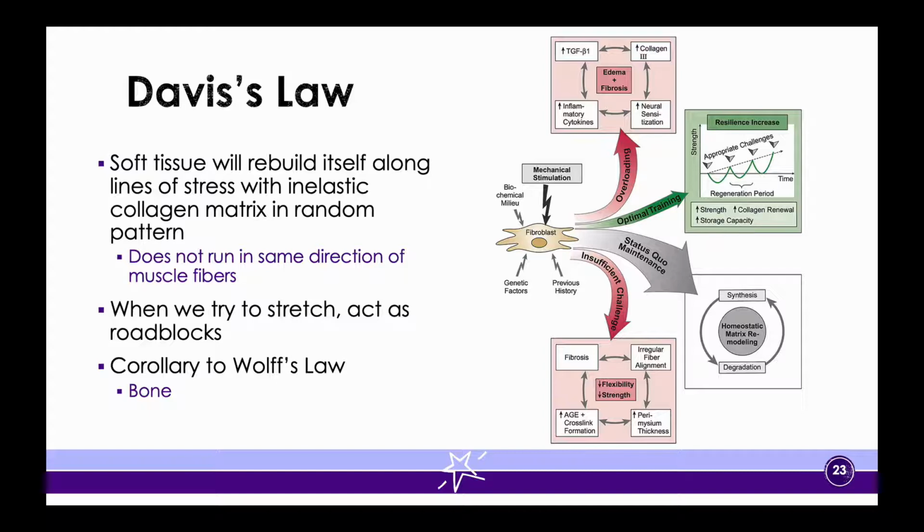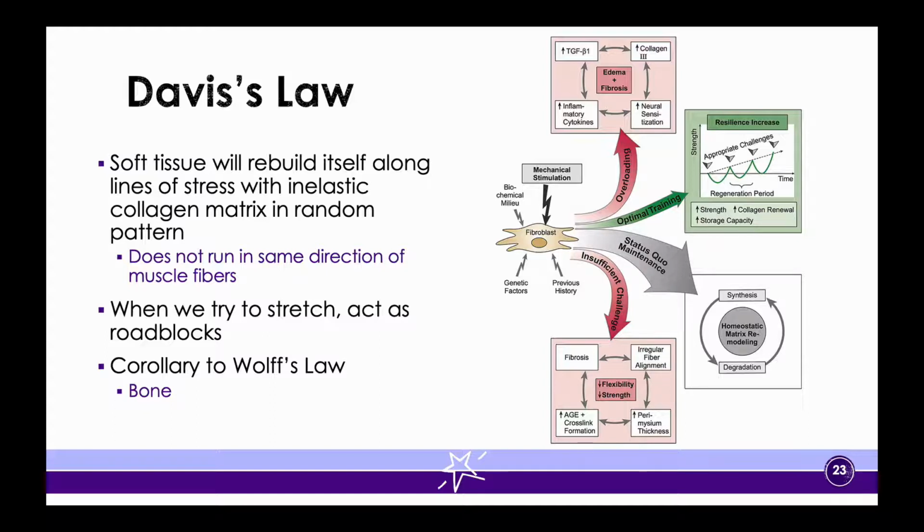So Davis's law says that soft tissue will rebuild itself along the lines of stress with an inelastic collagen matrix in a random pattern. It does not run in the same direction as the muscle fibers. It's just in these random patterns, okay? So when soft tissue is rebuilding, all of the fibrous tissue in this area that's not muscle or bone, all the fascia and other surrounding connective tissue, is rebuilding itself in very tight, tough, inelastic, random patterns, okay?